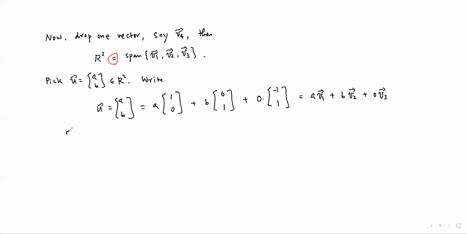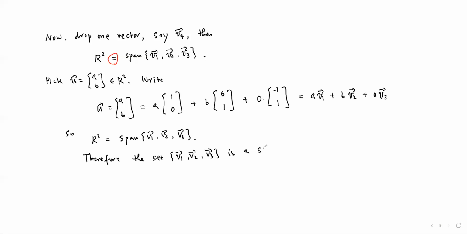So conclusion: R2 is the span of V1, V2, V3. Therefore, the set V1, V2, V3 is a spanning set of R2.